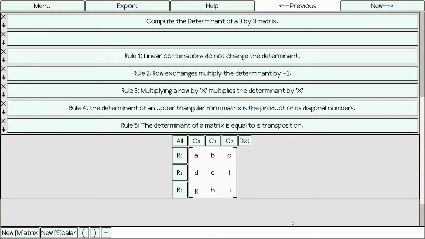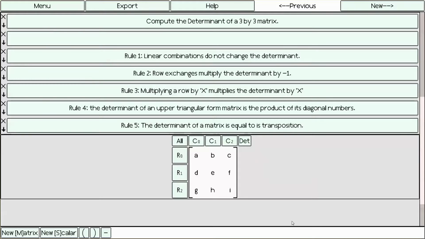3 by 3 matrix. You can use these same techniques to compute the determinant of any square matrix, 4 by 4, a million by a million, or a 2 by 2. So let's get on with it.